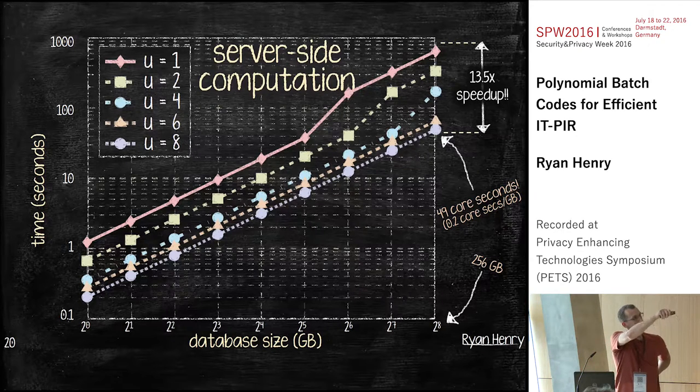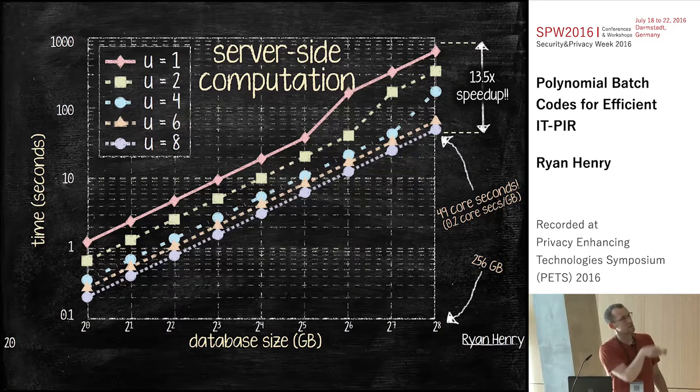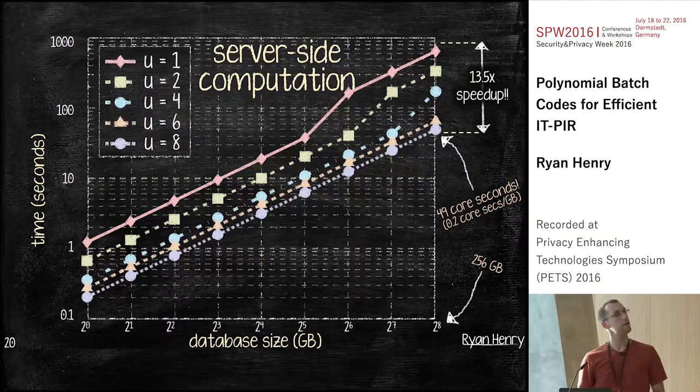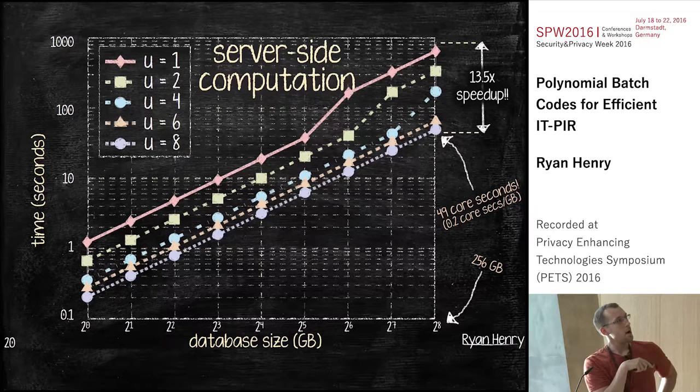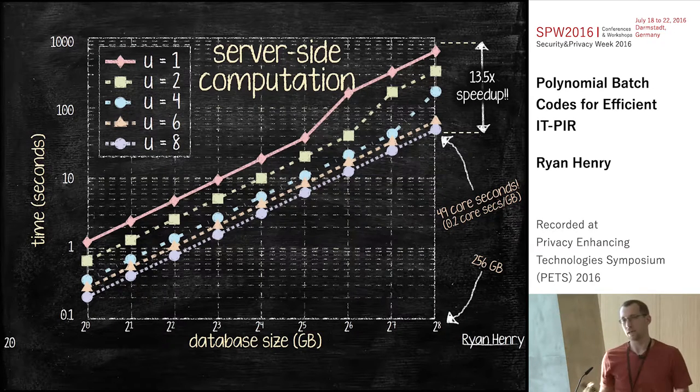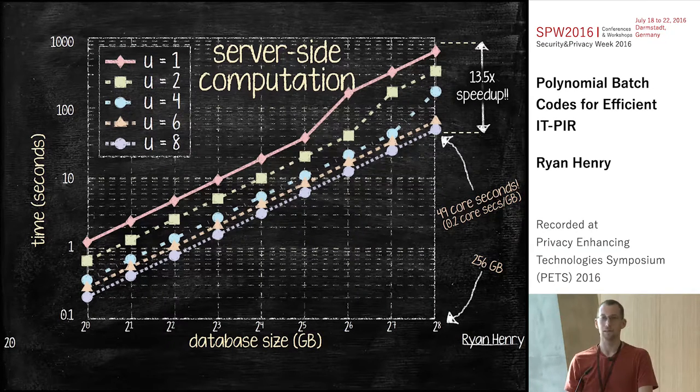This top line is the cost to run the protocol with the default U equals one, so the standard before I made any changes. And we see that the cost of doing this 256 gigabyte database on the particular computer I threw at it is up at around 1,000 seconds. When I set U equals 8, which seemed like a reasonable upper bound on the realistic size, we get a factor 13.5 speed-up. We get more than the factor 8 speed-up because I ran out of RAM at around this line.